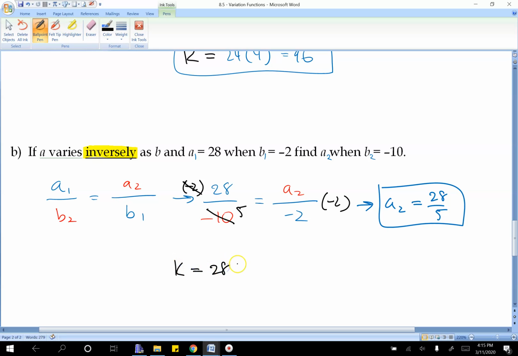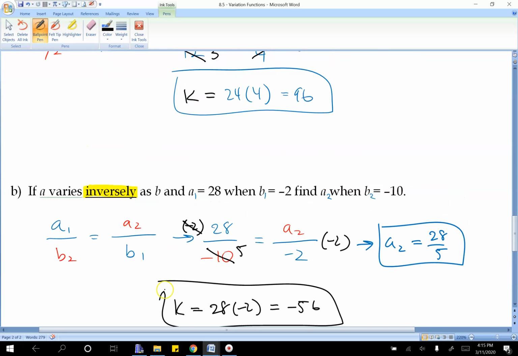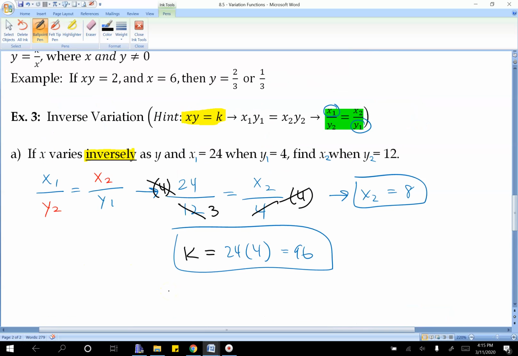K is just going to be 28 times -2, which is going to be -56. Okay, just want to double check everything. Yep, and it looks good.